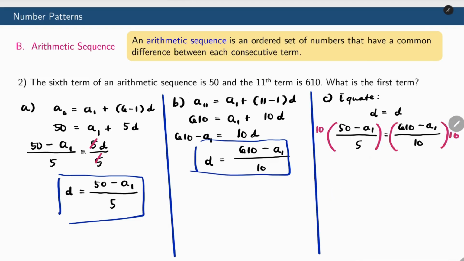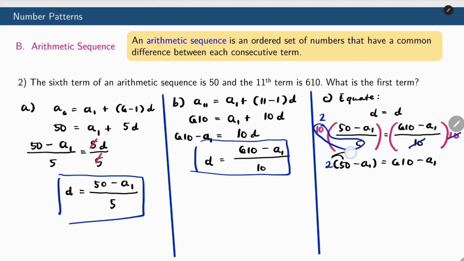Okay, eto mawawala na to obviously. 10 na yan eh. Ayan, mag-cancel na yan. However, itong 10 divided by 5, hindi yan mawawala. So, 10 divided by 5 is 2. Okay, so we have 2. Ayan yon. 2 times 50 minus A1 equals 610 minus A1. 10 divided by 10 is 1. So, wala na tayong i-multiply dun sa 610 minus A sub 1.